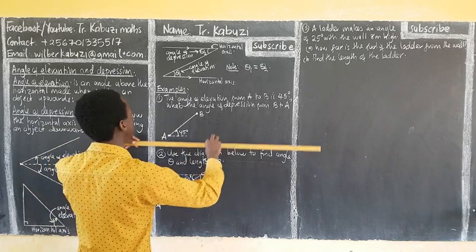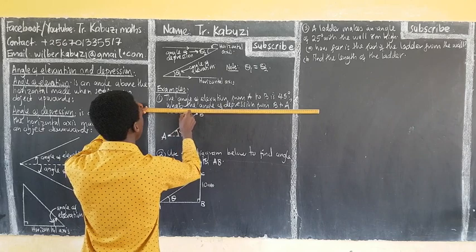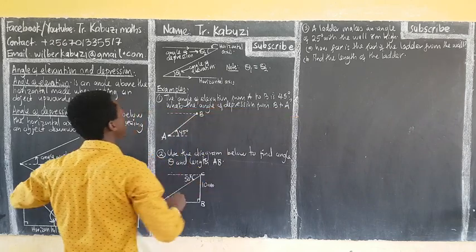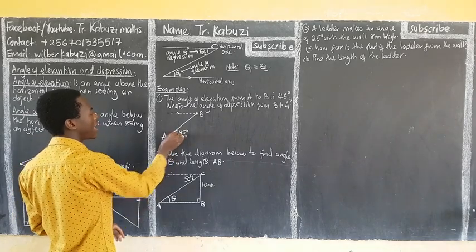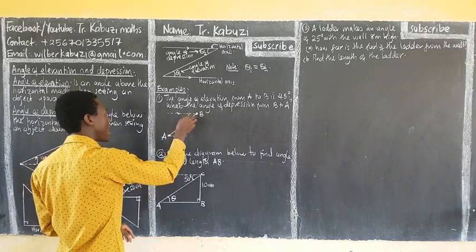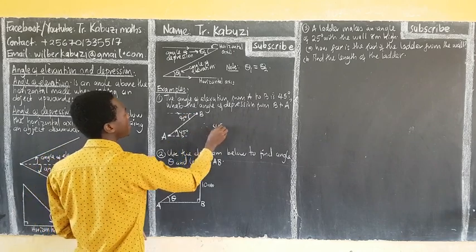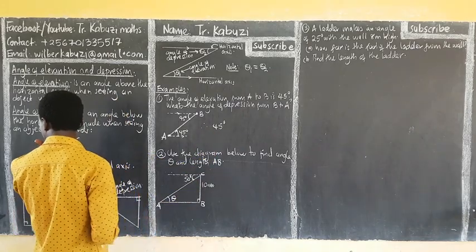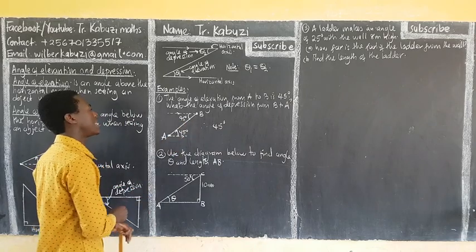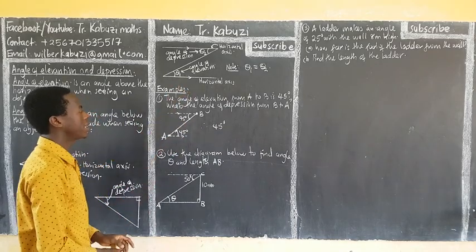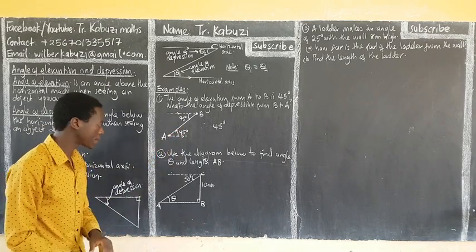So, remember, if this is our horizontal axis, even at B it has the same horizontal axis, and these two are always parallel. So if this angle here is 45, it means that this angle here is also going to be 45, and so our angle of depression is 45. From there, you see that using this property, the angle here is the same as the angle here, if this is the horizontal.